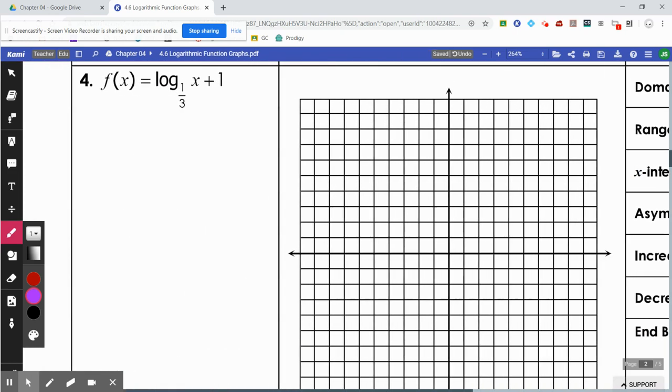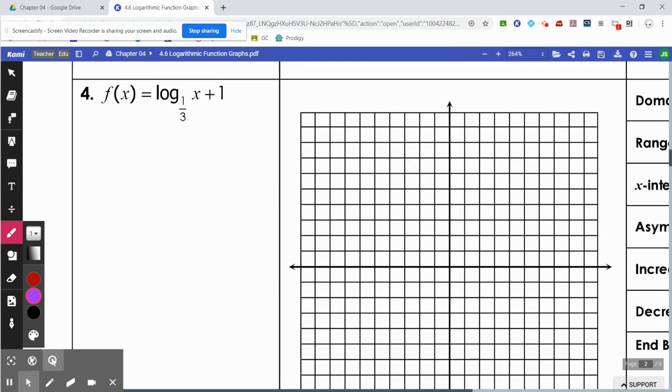Next up, we're graphing y equals log base 1/3 of x, and then plus 1. Now, I'm not a big fan of how they wrote this because you've got to be careful. The x plus 1 is not what you're taking the log of. It's the log base 1/3 of just the x, and then you're going to add 1 to that answer. That plus 1 is a vertical translation.